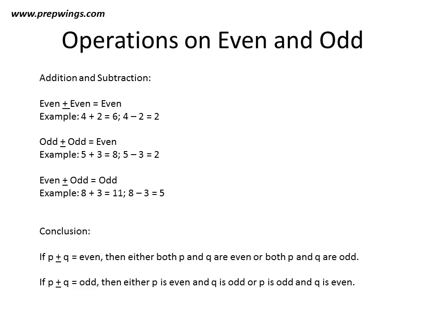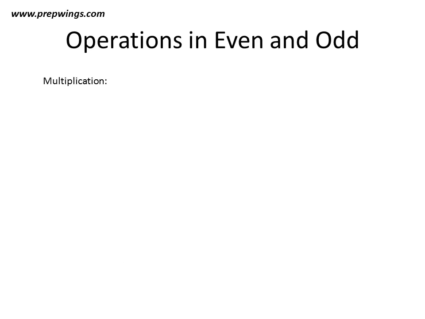And if two numbers are added or subtracted and the result is odd, then one of them is even and the other one is odd. Okay guys, so this is what we conclude from this. Now we look at multiplication.